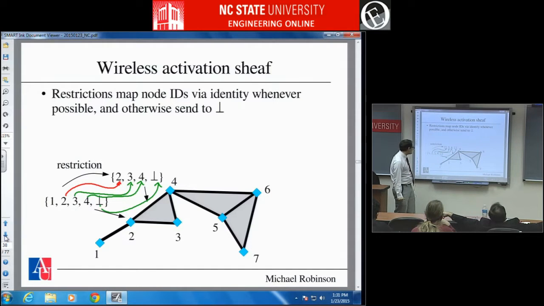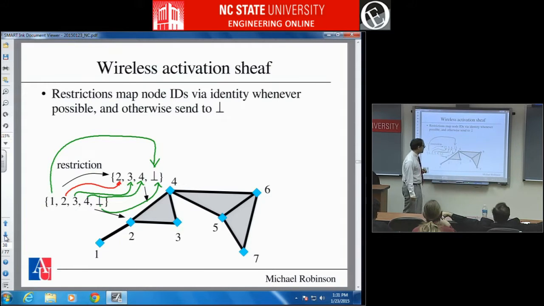Now we've got to ask ourselves, what happens if node 1 is transmitting? Node 2 will hear it, but these guys will not hear it because they're not linked up with node 1. So what this means is that node 1 transmitting here will result in me only hearing idle on this link. I won't hear node 1 there. So that's the way the restriction map works.